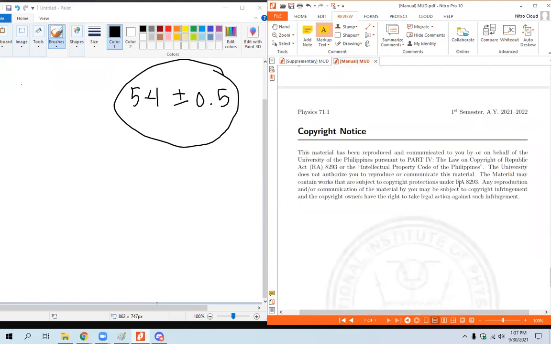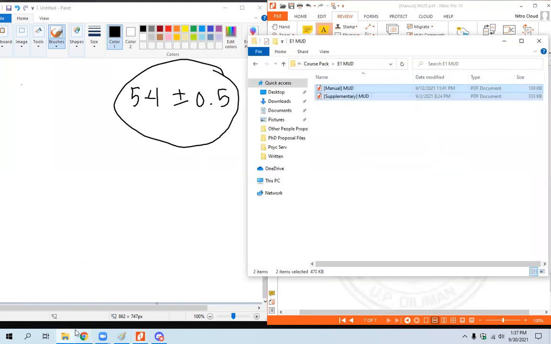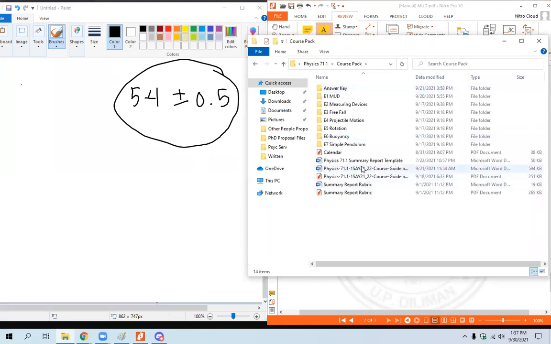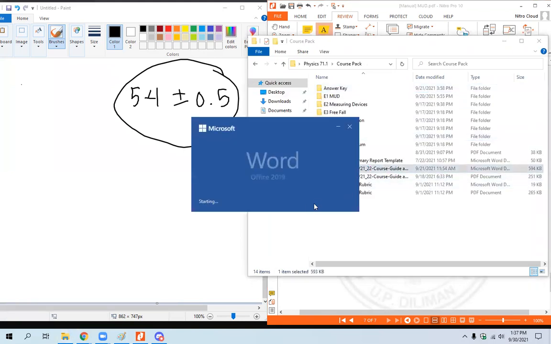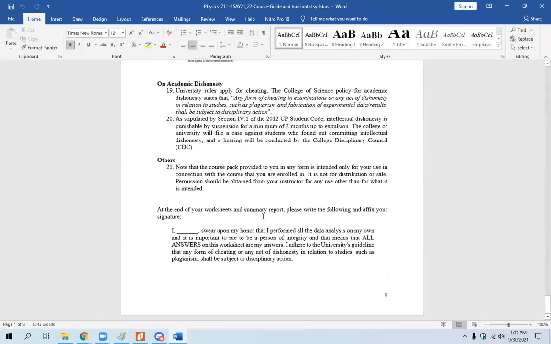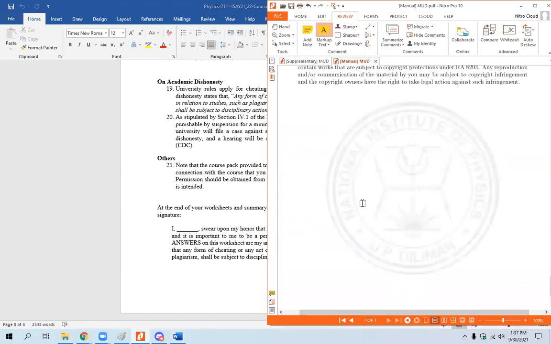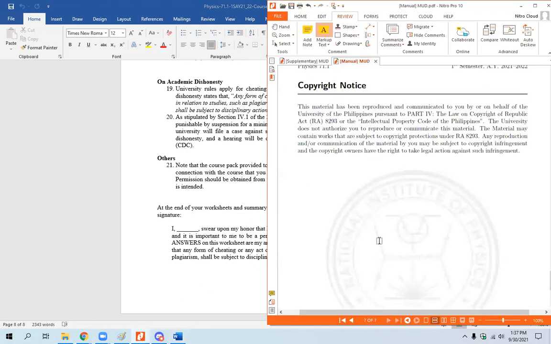So copyright notice last dito. And again, as I have discussed dun sa orientation, please include dun sa end ng experiments ninyo itong paragraph na ito. Ito yung I blank blah blah blah swear upon my honor blah blah blah. Write your following and affix your signature. Ilagay nyo lang dito sa kahit saan dito sa last page.